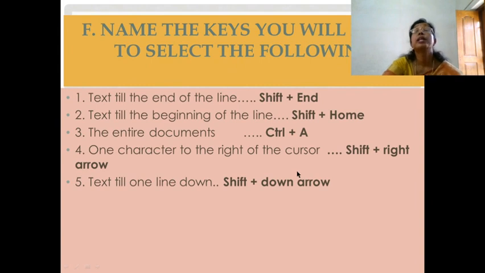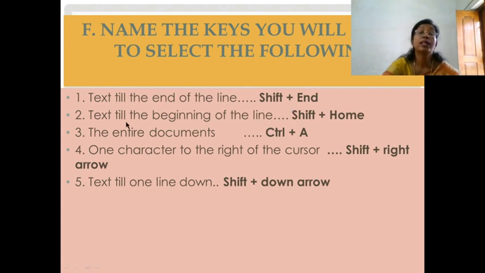Okay, F. Name the keys you will use to select the following. Which keys you will press to select the following text. First one, text till the end of the line. So we will use the key Shift plus End. Okay, Shift plus End key.